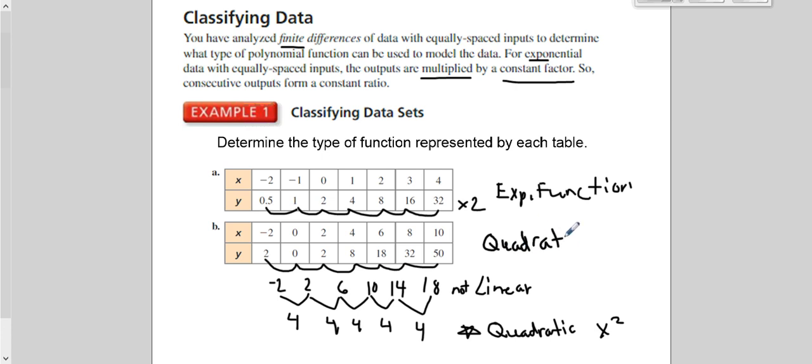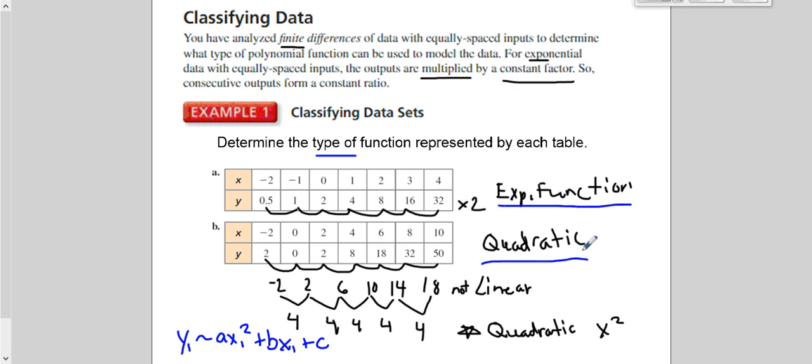If we wanted the equation and we were using Desmos to help us, the equation we would use would be y1 squiggle, y1 approximately equal to ax1 squared plus bx1 plus c, and then it would tell us what numbers to use for a, b, and c. Okay, but for now it just said determine the type. So exponential function and a quadratic function.